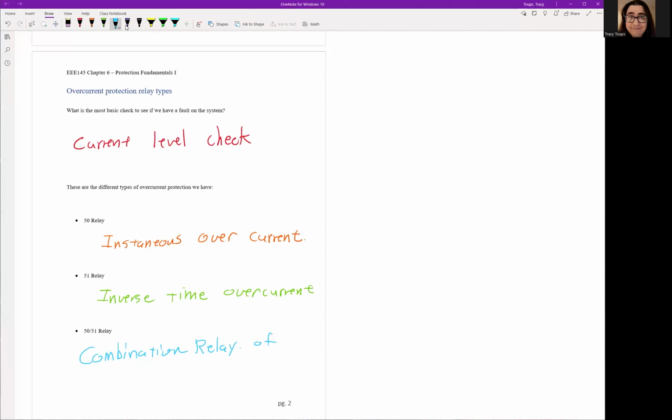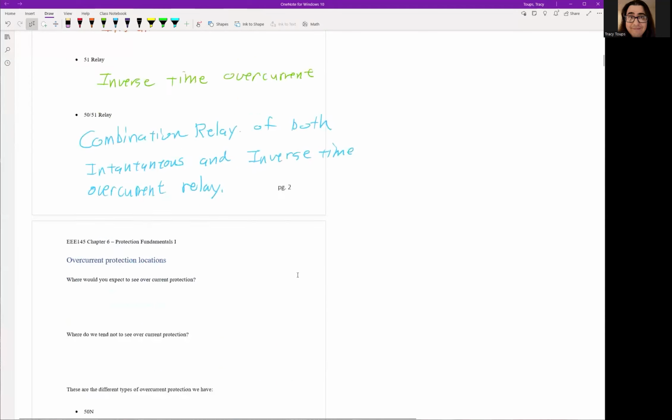Of both an instantaneous and inverse time overcurrent relay. Okay, so it's basically dual function. Because as you'll see this week, it is most likely where you have a 51 relay, you also have a 50 element with it, and they kind of work in tandem together.